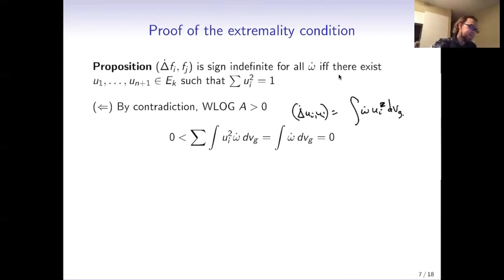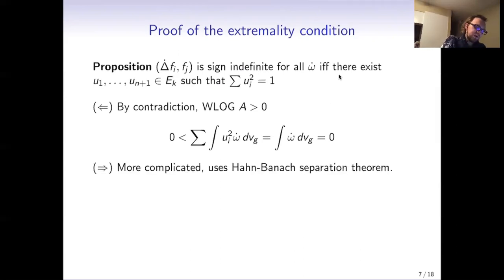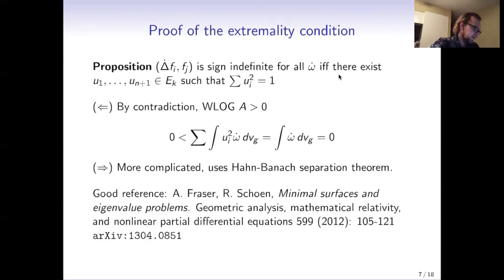There are some techniques used in the study of such objects, and one of them is the Hahn-Banach separation theorem. If you have two convex sets, you can separate them by a plane, and that's how you do it. I don't want to go into details of this. I'll give you the reference: a survey paper by Fraser and Schoen.